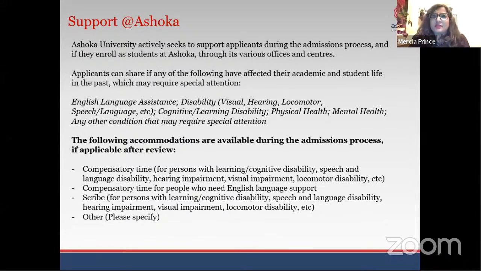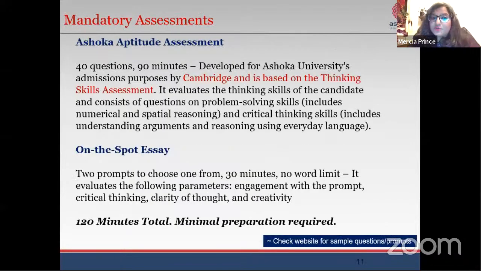Please note that you should use this judiciously, obviously, but if you need support, please don't hesitate to fill this section. This is very, very important. And this will be our way to support you. If you have more questions about this, you can write to us and we'd be happy to respond to them. Once this is done and you submit your application form, the mandatory assessment happens.